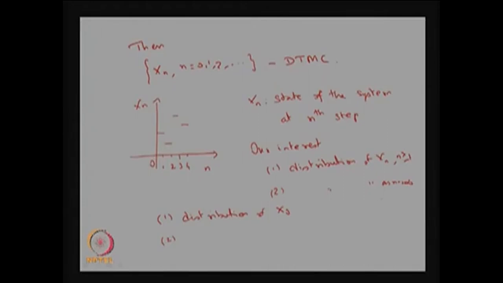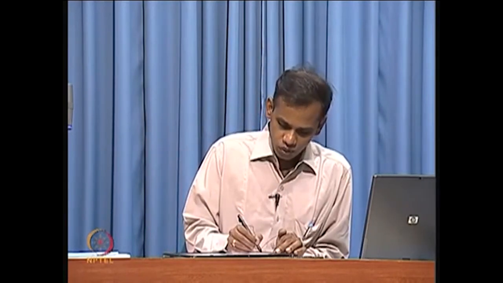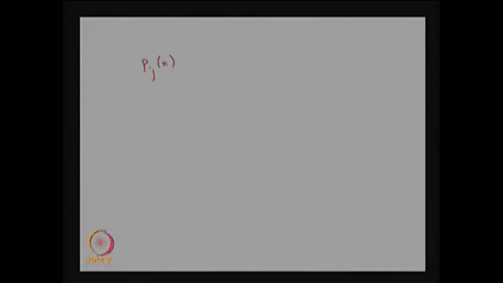For that, I am going to define a few conditional probability distributions as well as the marginal distribution for the random variable X_n. Through that, we will find the distribution of X_n for any n as well as n tends to infinity. The first one I define is the probability mass function p_j(n), which is the probability that X_n takes the value j. This is the probability mass function of the random variable X_n, where j belongs to the state space S.